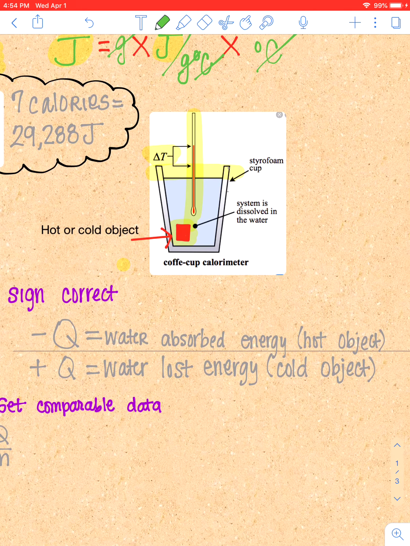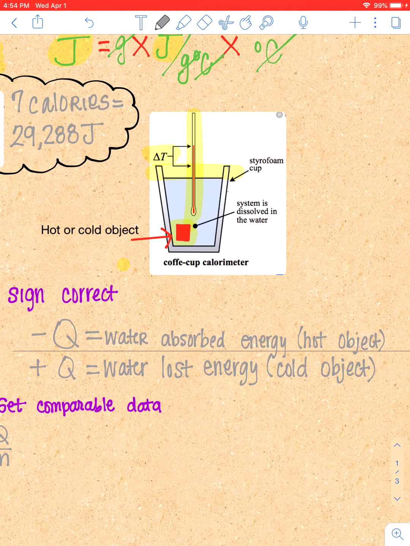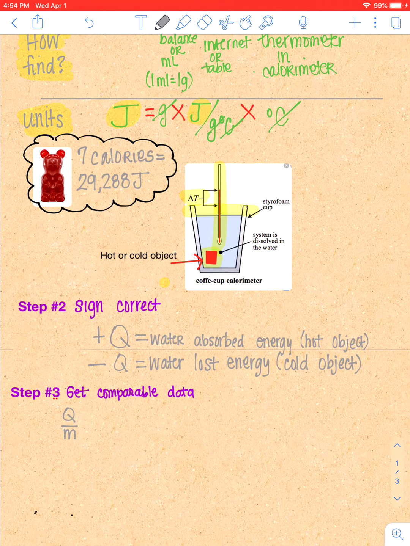So, looks like I actually have these backwards. Sorry about that. We should have a positive Q value if the water absorbed energy. That means you had a hot object. And if you have a negative Q value, then that means the water lost energy, which makes sense because the water is going to be colder, so the number is smaller. A smaller number minus a bigger number makes a negative. And so therefore our Q value is going to be negative. Please be aware of that.